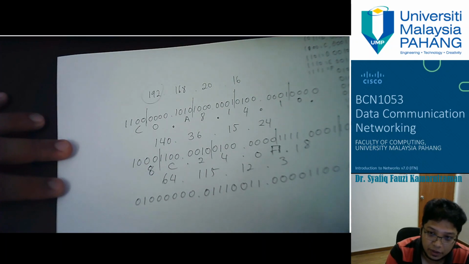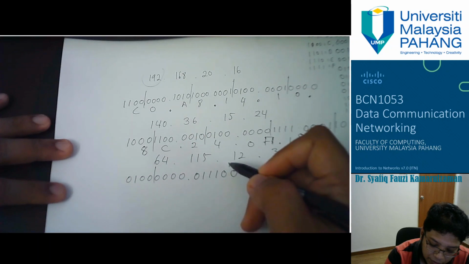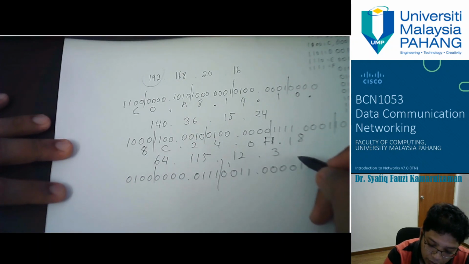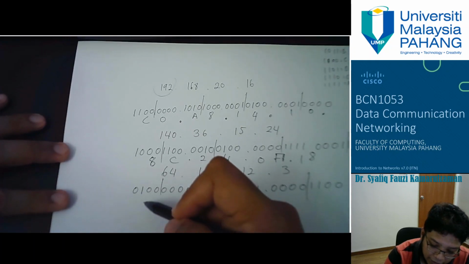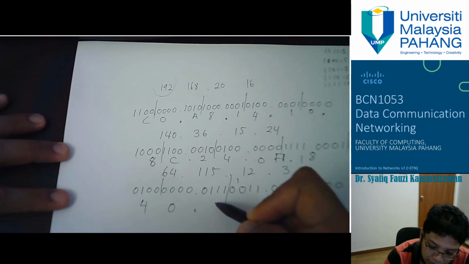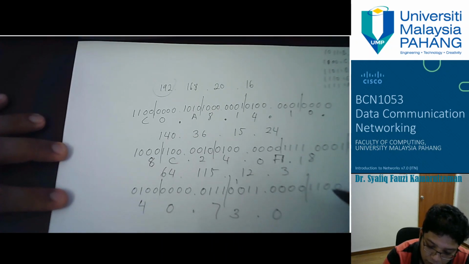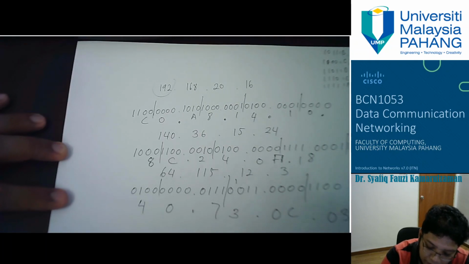And then finally here, separate them again into 4 binary. So here you have 40, this one is 73, then 0C, then 03.